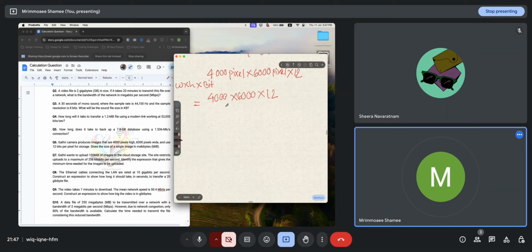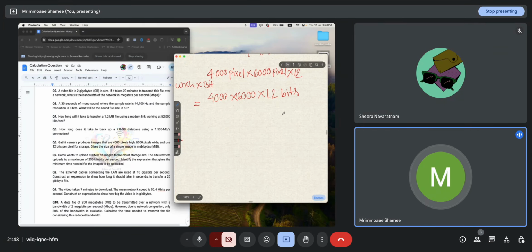Okay, so 4000 into 600 into 12. Sorry, 12, is it 12? Yes, 12. But they are saying that we need to give the answer in maybe byte. So this one is in bits, because 12 is in bits and both are in pixels. So this one is in bits. So now we have to convert to Megi.